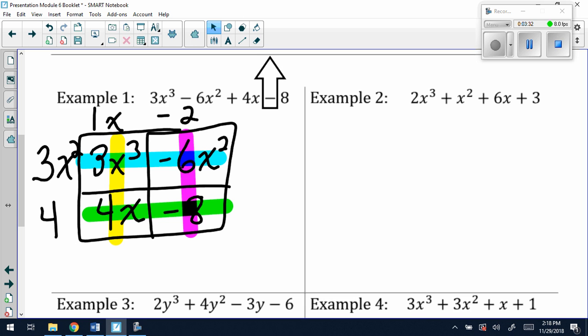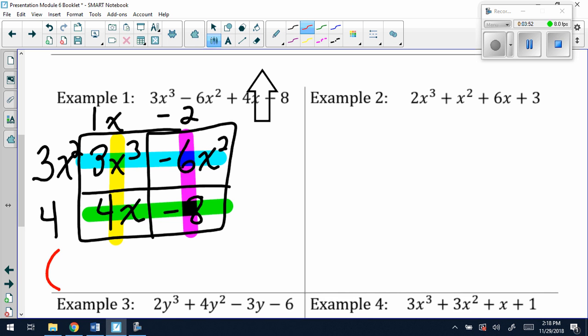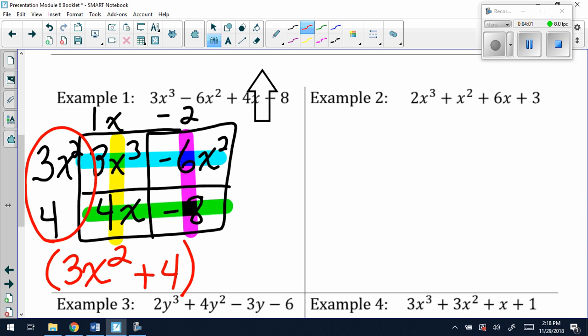Okay? Now I'm going to do a quick remultiply. 3x squared times 1x is 3x cubed. 3x squared times -2 is -6x squared. 4 times 1x is 4x. 4 times -2 is -8. So I know I did it correct. So all that's left to do is write my answer. It doesn't matter which one you list first. I'm going to do the 3x squared first, plus 4. So see, that's my first binomial. And then x minus 2.